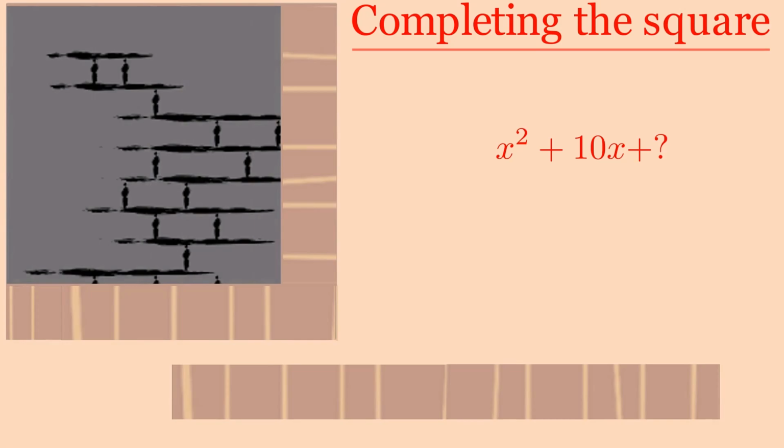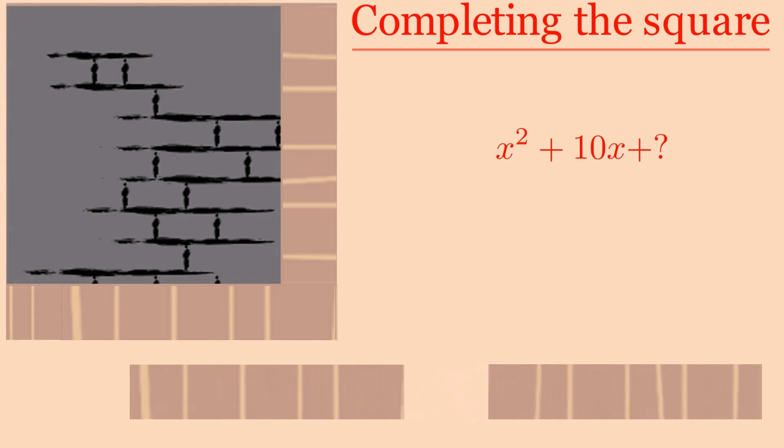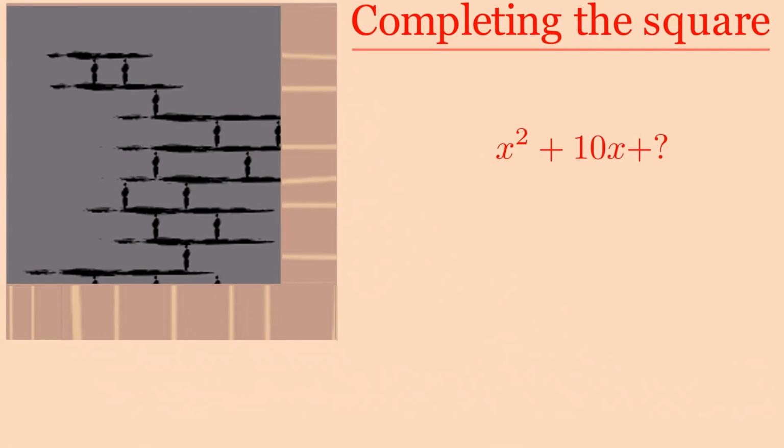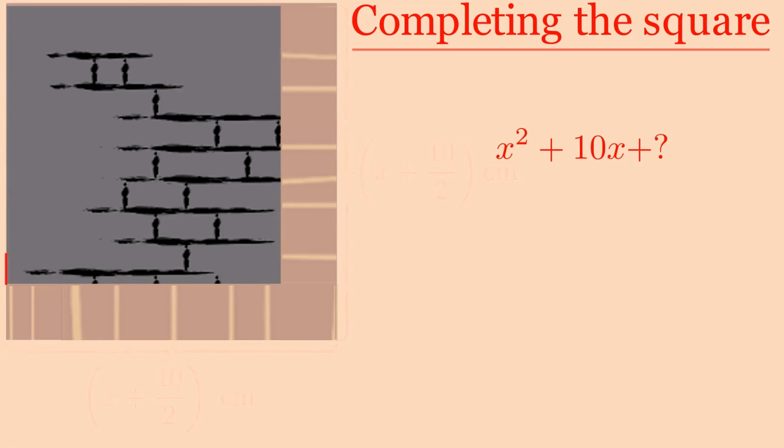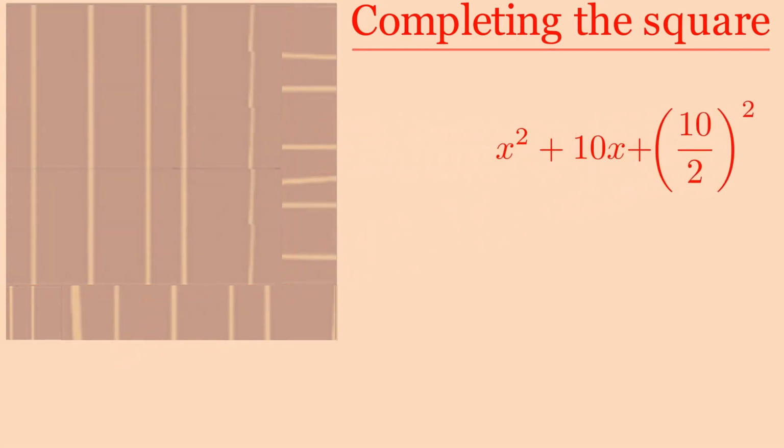So the approach involves trying to first construct a square by using the areas of the rectangles given, which you can do by splitting the rectangle with area 10x into 2 and placing them this way to form a corner with equal side lengths, setting up a perfect square. And that leads us to a missing piece with width 10 divided by 2 centimeters and length 10 divided by 2 centimeters, forming a square with area (10 divided by 2) squared, which is equal to 25. So hopefully that helps you understand why we divide the coefficient of x by 2 and then square it.